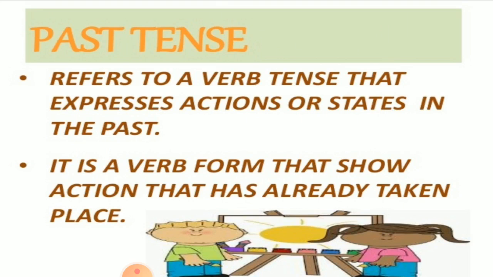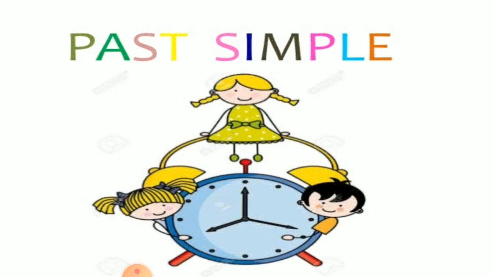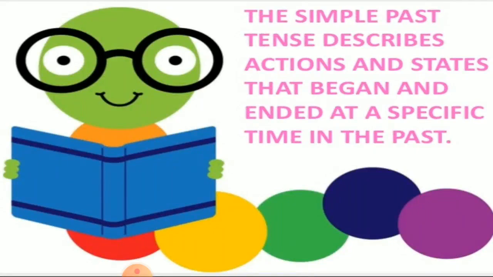Past tense refers to a verb tense that expresses actions or states in the past. It is a verb form that shows action that has already taken place. Past simple. We will study simple past tense in this chapter. The simple past tense describes actions and states that began and ended at a specific time in the past. Children, what has already taken place, that we have to mention in simple past tense.